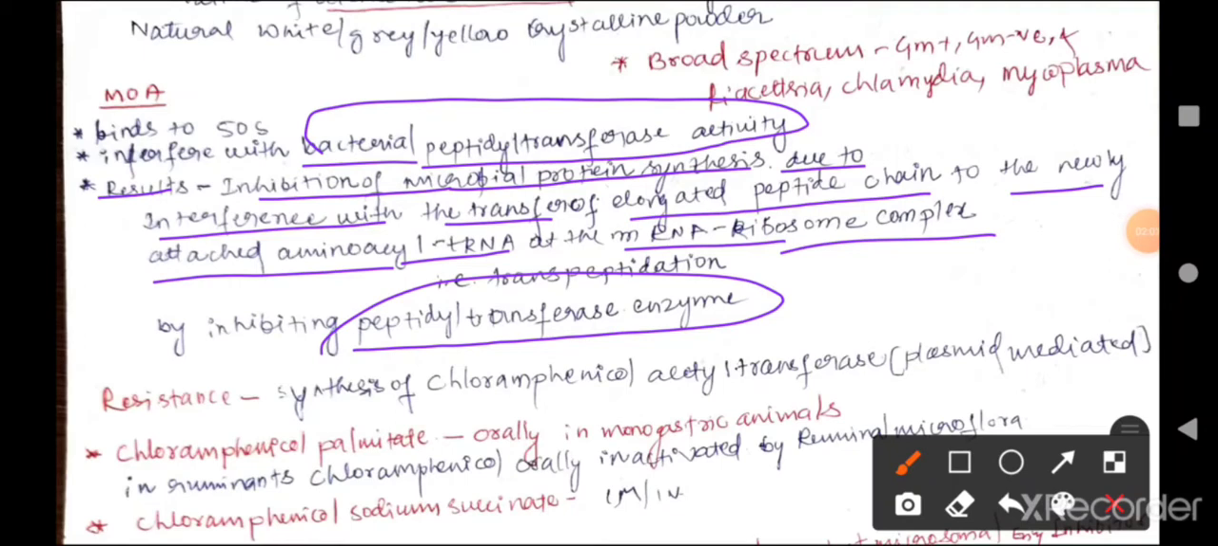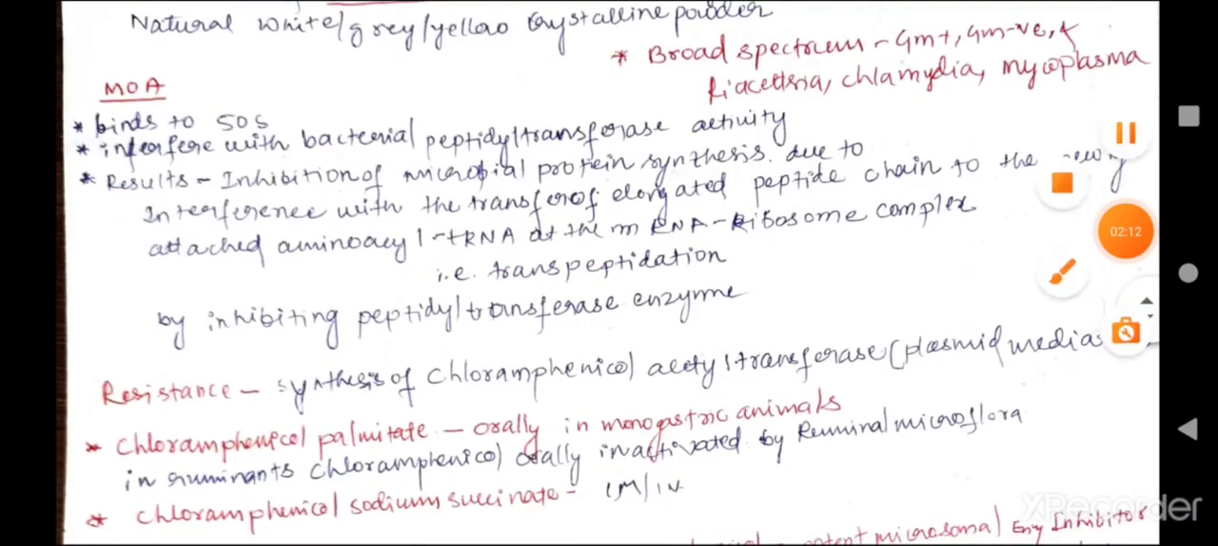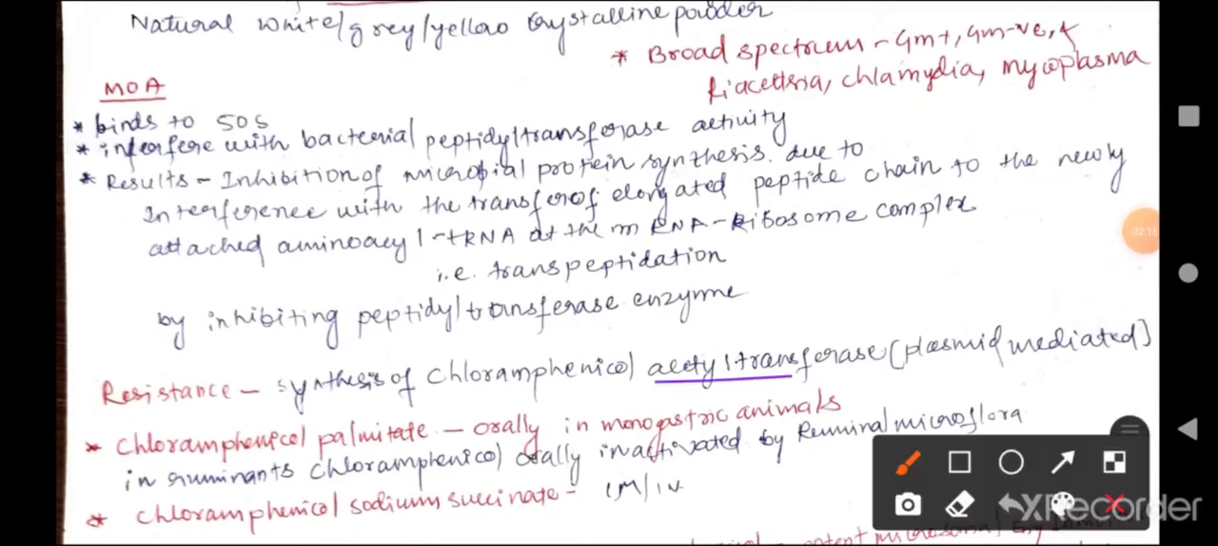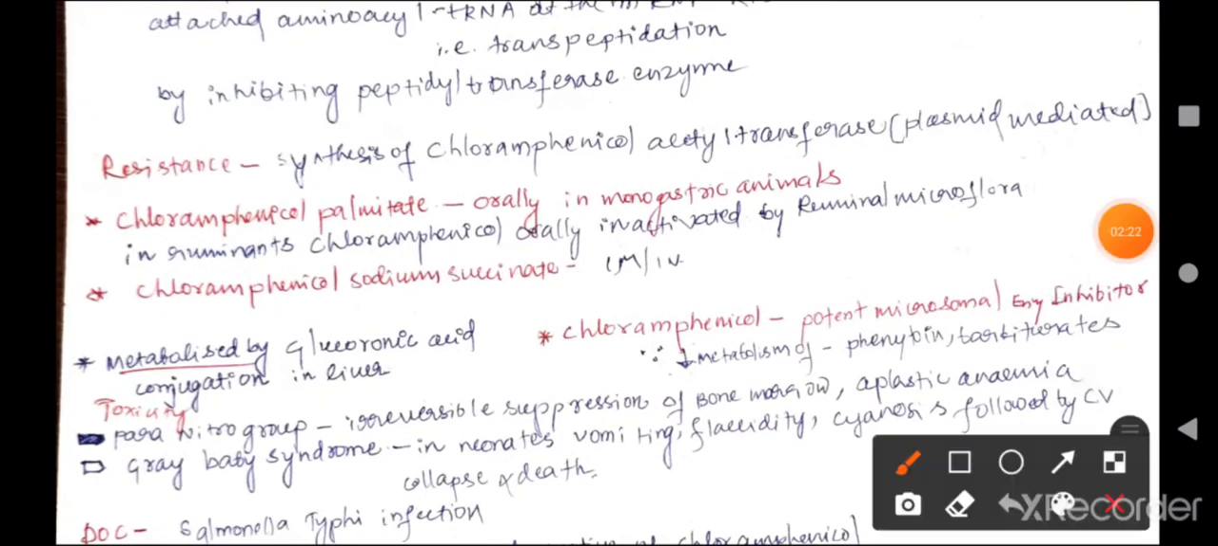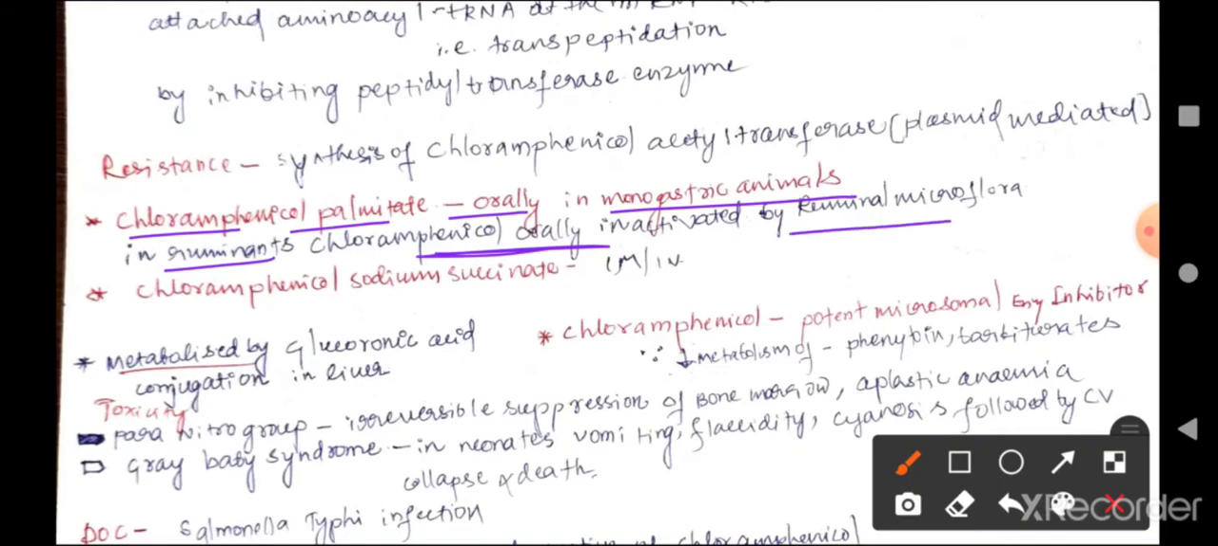Bacteria can develop resistance against chloramphenicol by synthesizing the chloramphenicol acetyltransferase enzyme. Examples include chloramphenicol palmitate, which is administered orally in monogastric animals, but in ruminants oral administration is not recommended because chloramphenicol is inactivated by the ruminal microflora. The other drug is chloramphenicol sodium succinate, which is administered by the IM or IV route.